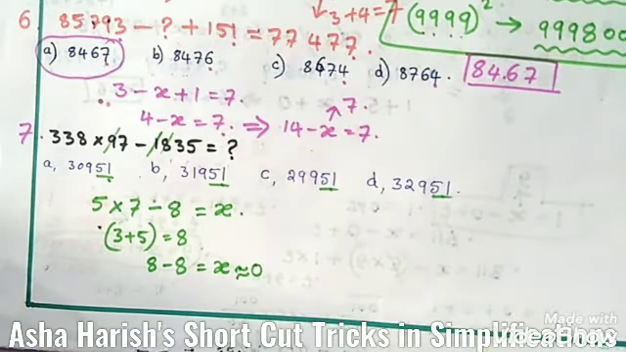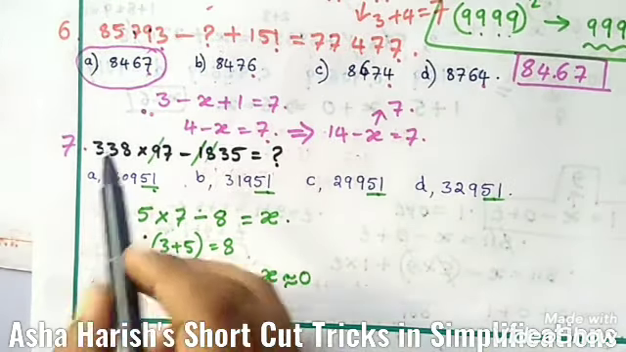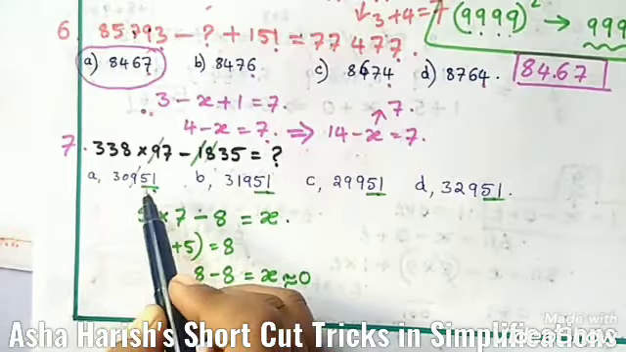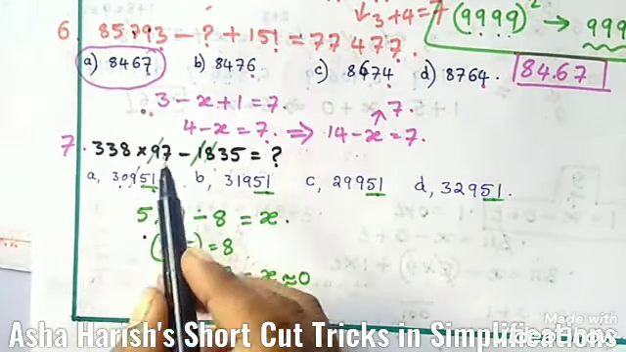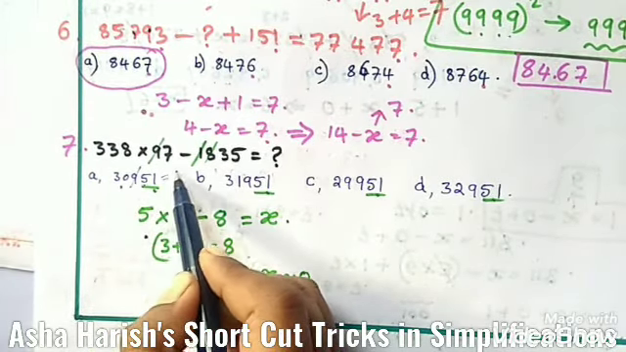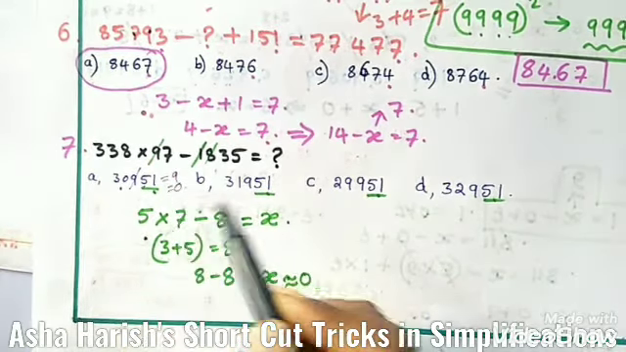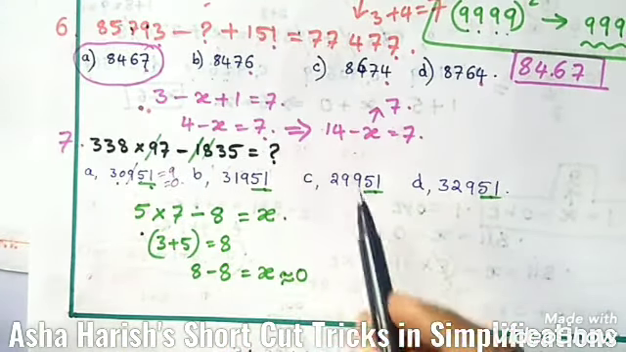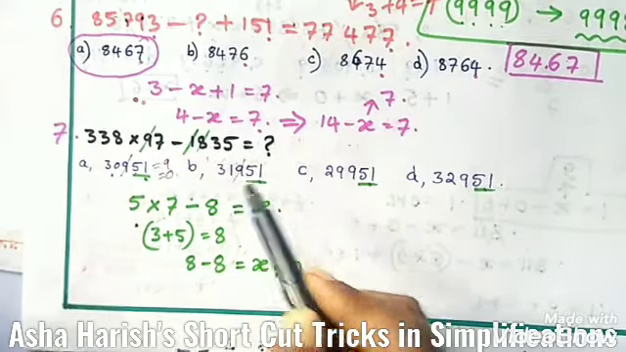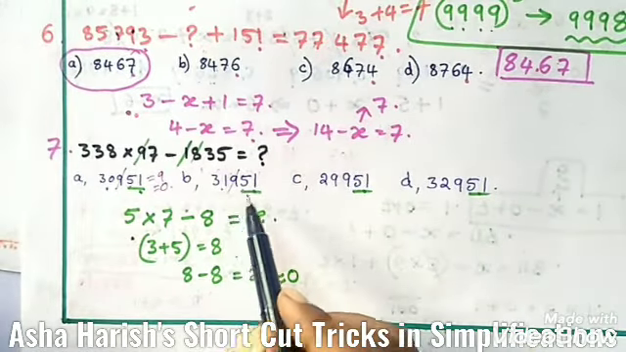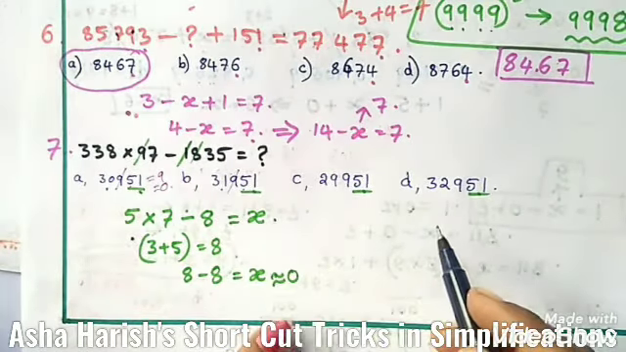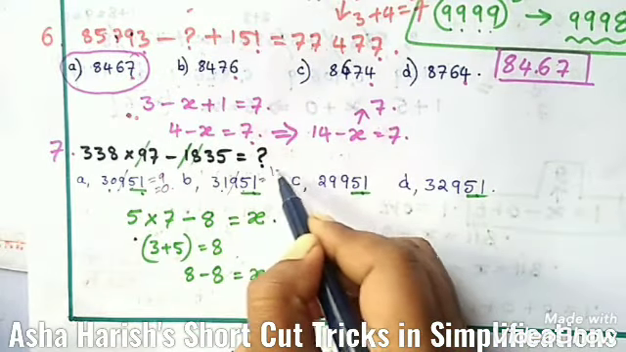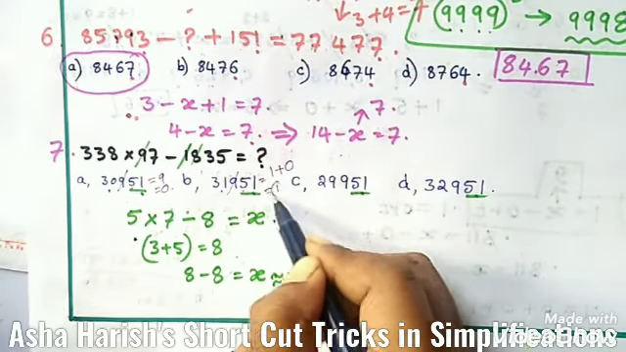Obviously, if you apply the digit sum rule to these options also, then what do you get? In option A, 9 is there, so 9 is eliminated. 5 plus 3, 8. 8 plus 1, 9. So 9 is equal to 0. Okay. Now in this second option, 9 is eliminated. 3 plus 1, 4. 4 plus 5, 9. 9 plus 1, 10. 10 means 1 plus 0, that is 1.